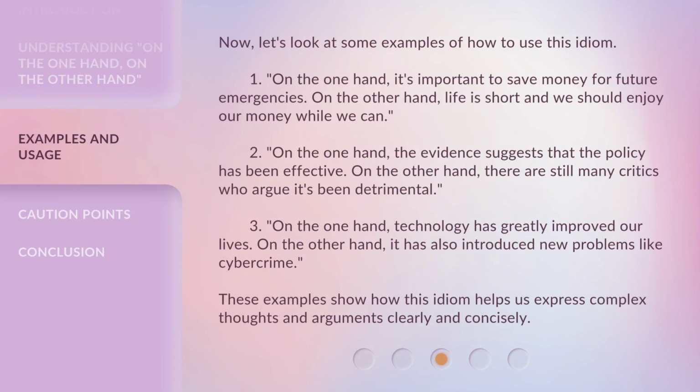Now, let's look at some examples of how to use this idiom. 1. On the one hand, it's important to save money for future emergencies. On the other hand, life is short and we should enjoy our money while we can. 2. On the one hand, the evidence suggests that the policy has been effective. On the other hand, there are still many critics who argue it's been detrimental.